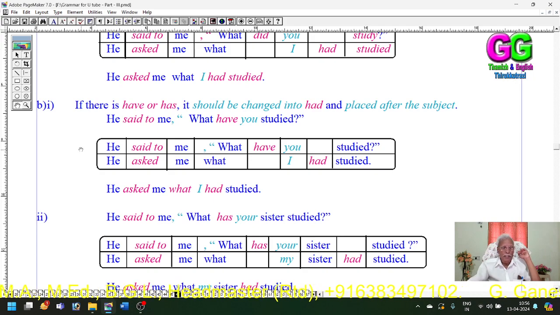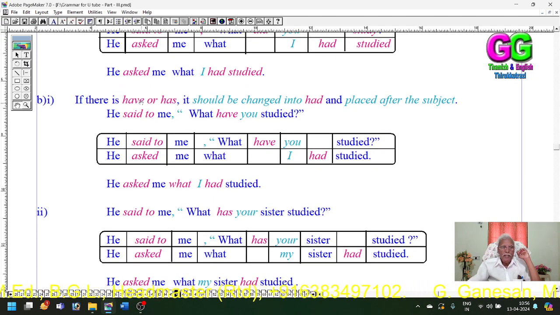Then, regarding have, if there is have or has, it should be changed into had and placed after the subject. Regarding the verb or verbs after the subject, no change should be done.